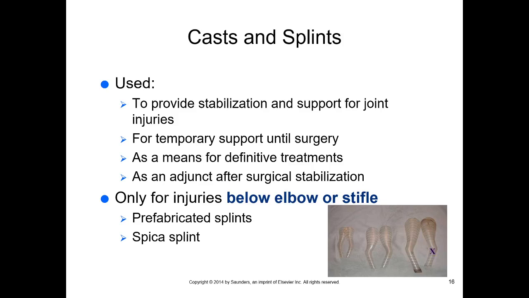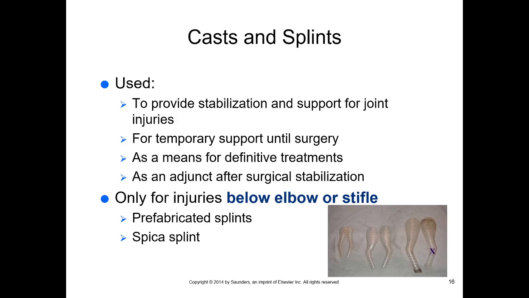So if we have injured our humerus, which is our upper arm, it is very, very difficult to stabilize the shoulder. So a splint wouldn't help. We'd still be able to use the shoulder. We would have to use a special sling or a body cast in order to stabilize that. So all these splints are for anything below the elbow or the stifle.